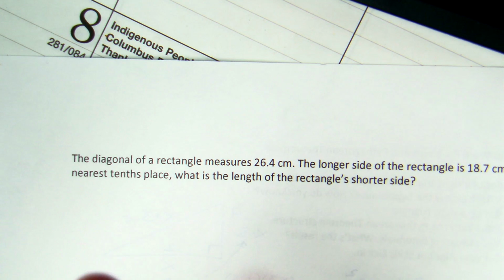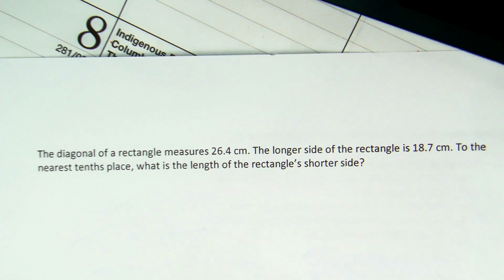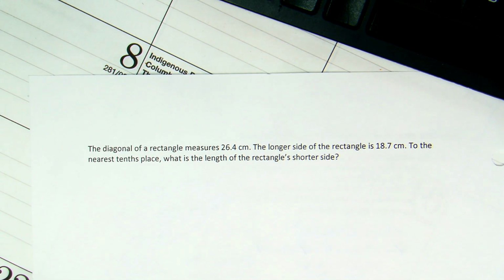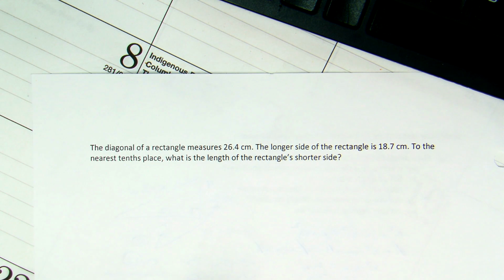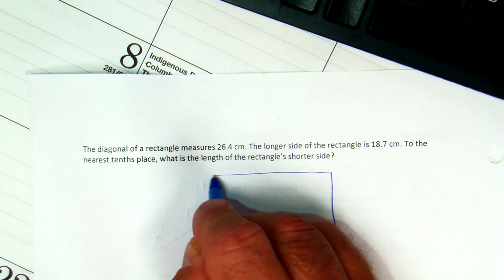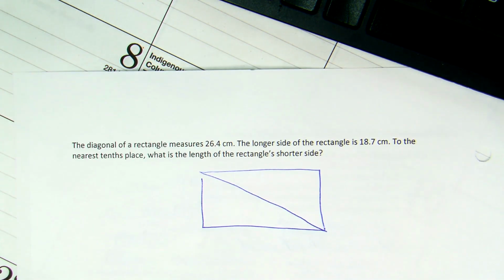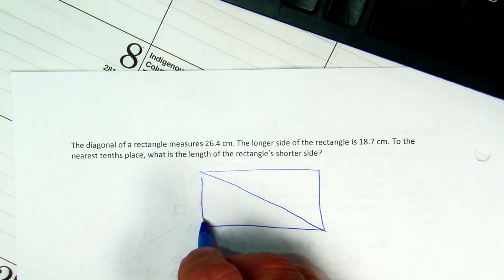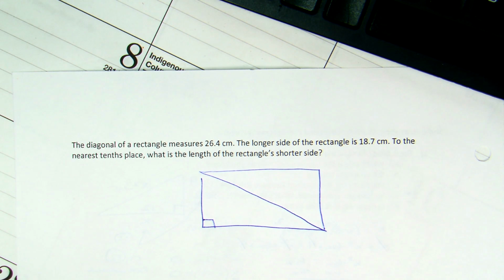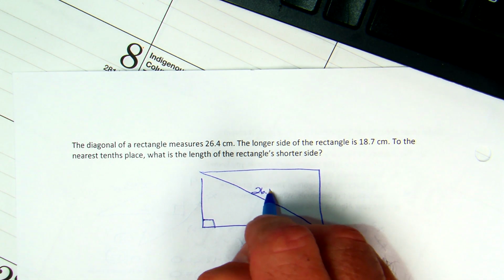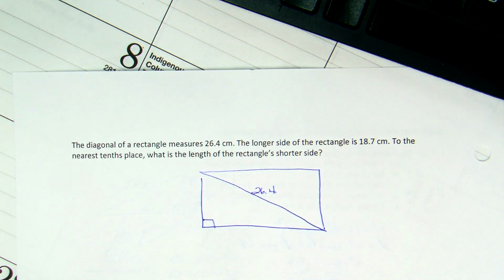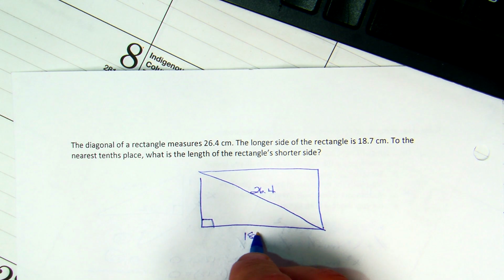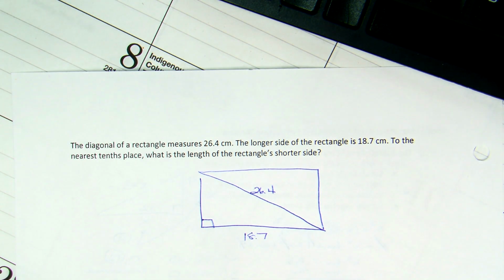Diagonal of a rectangle measures 26.4 centimeters. The longer side of the rectangle is 18.7 centimeters. To the nearest tenth place, what is the length of the rectangle's shorter side? So I draw a rectangle on the diagonal. Rectangle's made up of what kind of angles? Right angles. What does the diagonal measure? 26.4. What is the longer side measure? 18.7. From there, what do we have? Pythagorean theorem. You go from there.